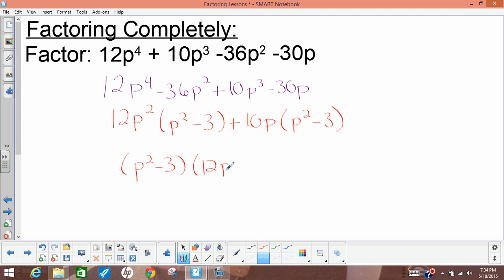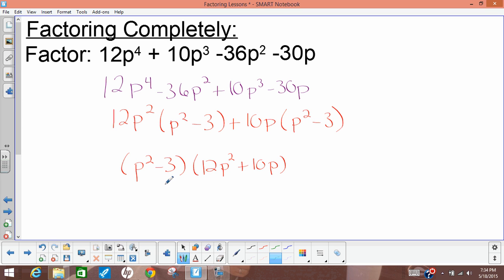I'm left with 12p squared plus 10p. And it takes, again, a little bit of practice. This thing is not completely factored yet. 12p squared and 10p, they do have a greatest common factor, so I need to factor that out. And that is 2p.